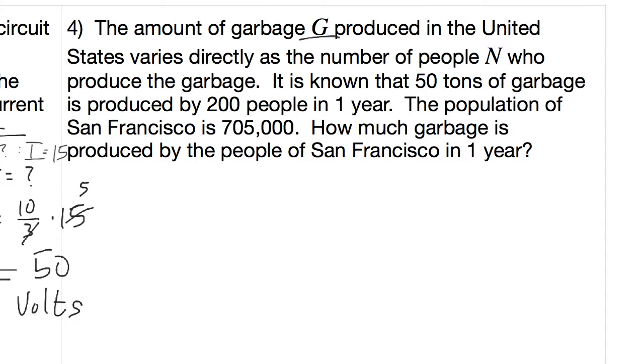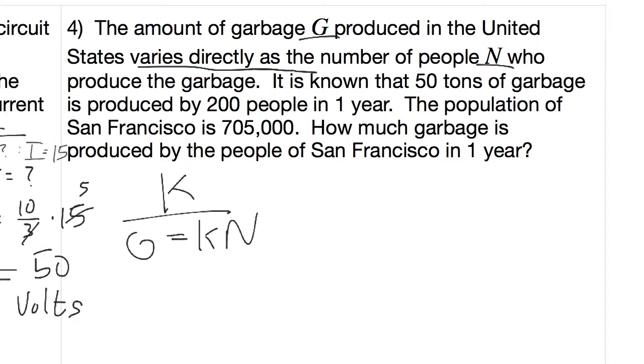The amount of garbage, G, produced in the United States varies directly as the number of people, N, who produce the garbage. So right away, one of the knowns is that G is going to be directly proportional to N, G equals KN. We also know that there are 50 tons of garbage when there are 200 people. So when G is equal to 50 tons, N is equal to 200 people.